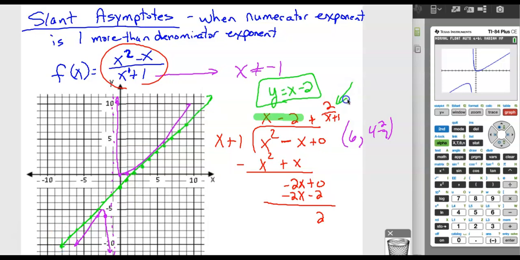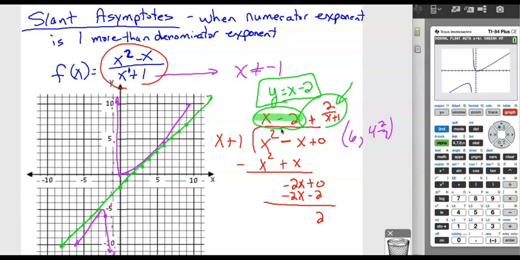And you're saying, well, what's the remainder for? Well, the remainder is what's left over as it gets closer and closer to that slant. That's why it's getting that way, because you have that leftover remainder. It's never going to touch that line. It's always going to be a little bit away from that line. That's what that means. But this right here is the actual line of the slant.